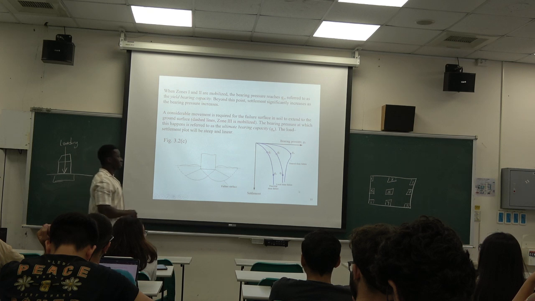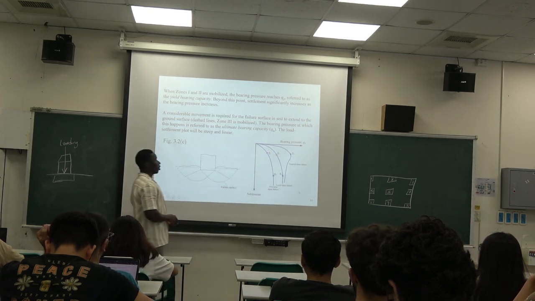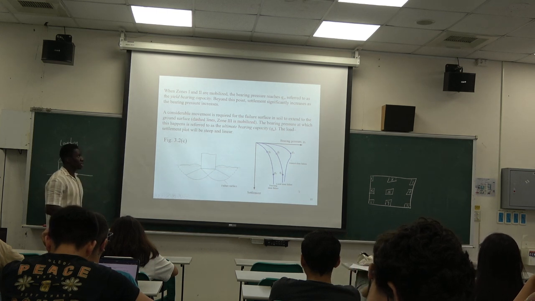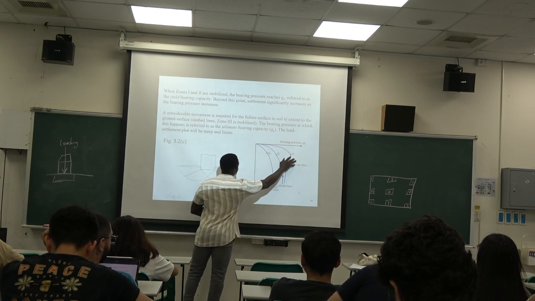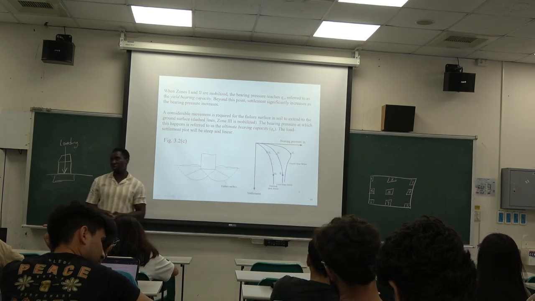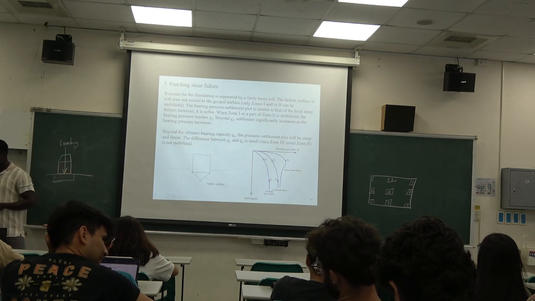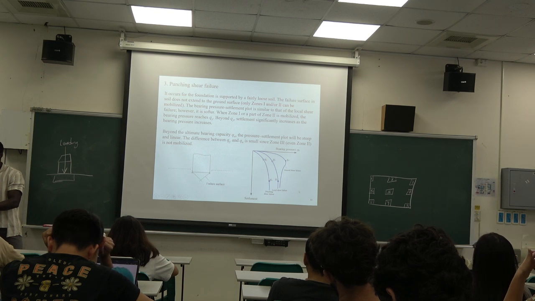Okay? And it says the bearing capacity, that's here. Where that happens is called the ultimate bearing capacity. Okay? So we can also see it here. The ultimate bearing capacity for this one and this one. That's the general shear failure, and this is the local shear failure. And finally, the final one we will see is the punching shear failure.